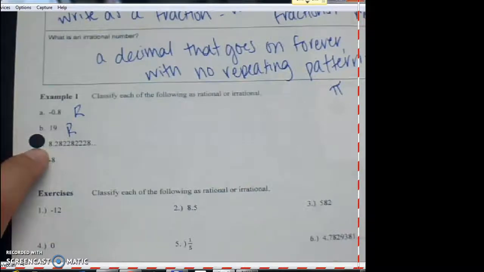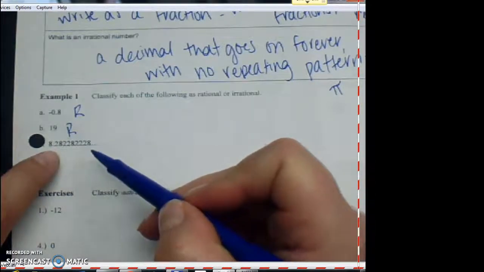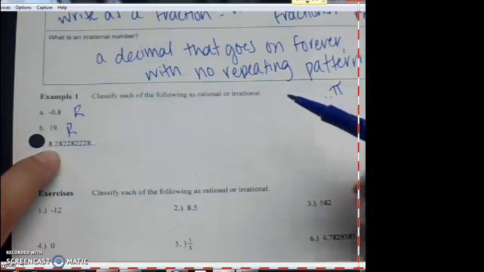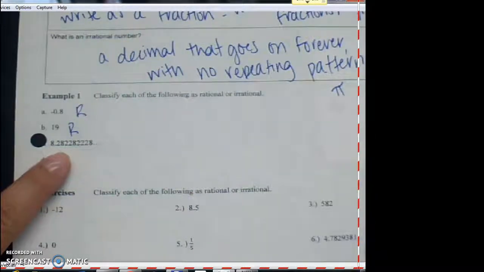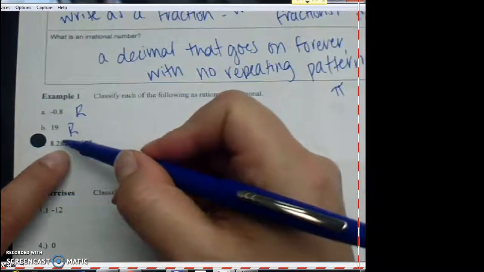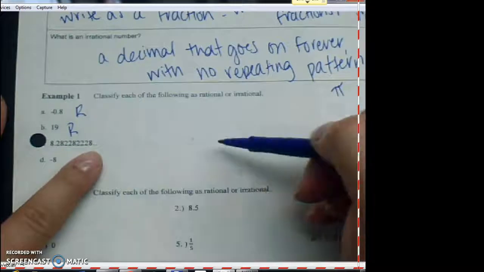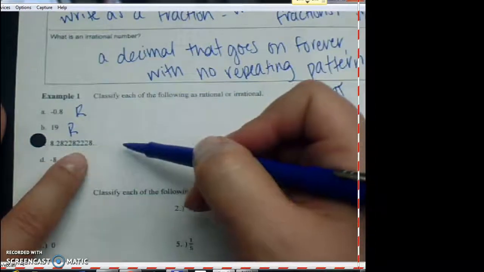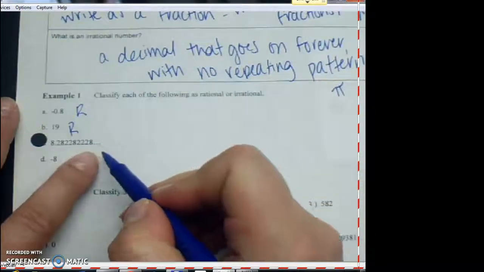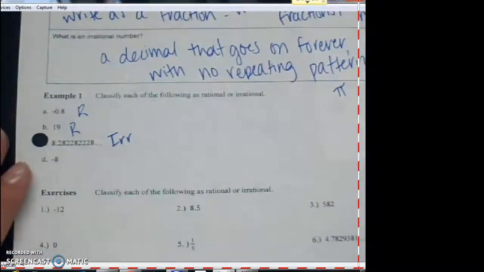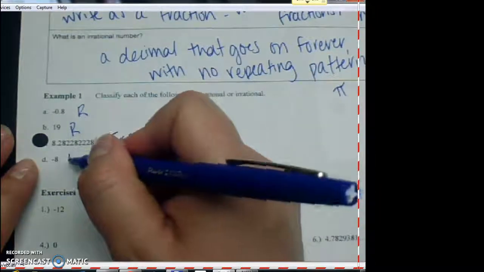How about C? Now this has a pattern, but is it the same pattern that's being repeated over and over? Is it the same number that's being repeated? No. It's a pattern, but it's not a repeating decimal. It has to be the exact same thing repeated over and over and over. This is 28, 228, 2228. We don't know what it's going to keep doing. So what would this one be considered? Irrational. See this little dot, dot, dot? That means it keeps going. So this is going to be irrational. And then -8 would be rational.